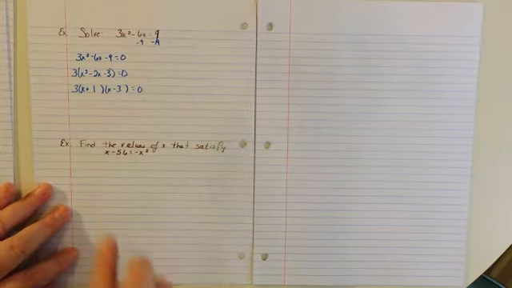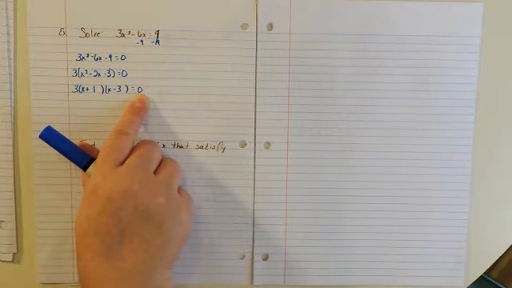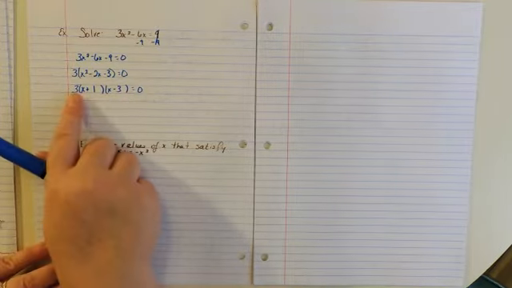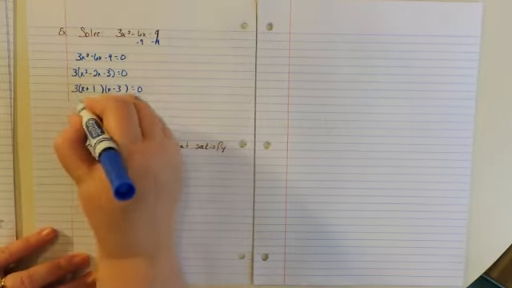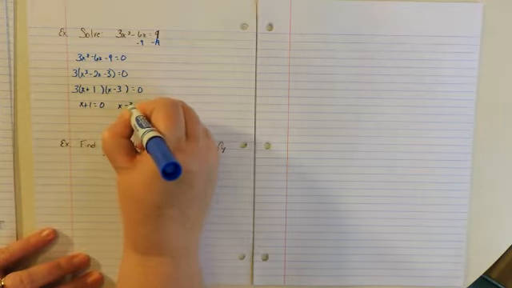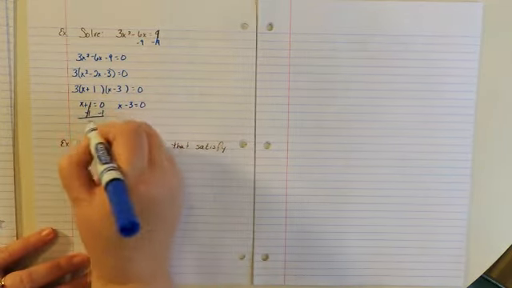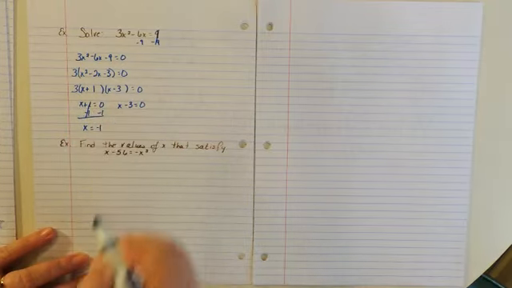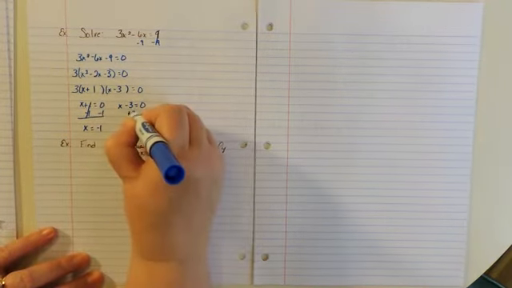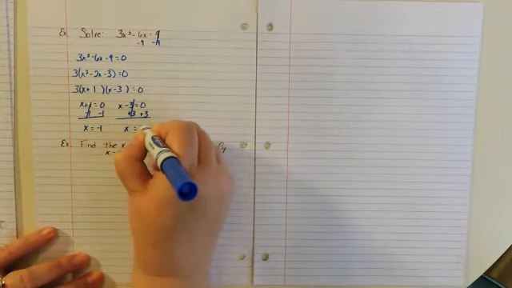Okay. 3 cannot equal 0. So in our final part of this, when we're doing our zero factor theorem, we can ignore the 3. So x plus 1 equals 0, or x minus 3 equals 0. And x equals negative 1, or x equals positive 3.